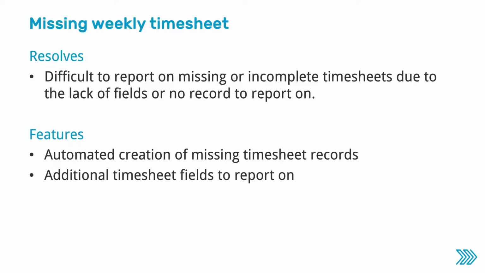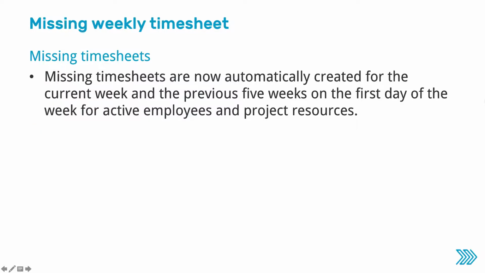NetSuite has made some changes here. First off is the automated creation of missing timesheet records. In addition, some timesheet fields to report on were created. What happens now is that missing weekly timesheets are automatically created for the current week and the previous 5 weeks, on the first day of the week, for active employees and project resources.